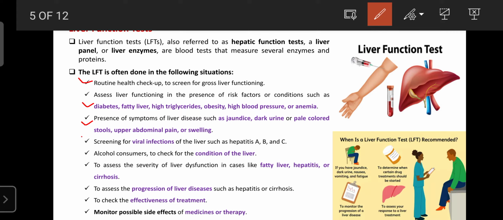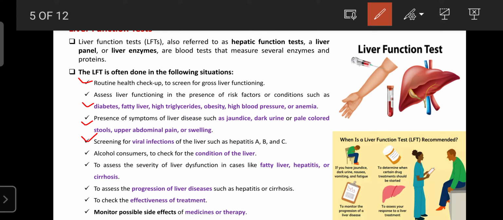It is also preferred for screening for viral infection of the liver such as hepatitis A, hepatitis B, and hepatitis C. So, due to viral infection, whether a liver is suffering from hepatitis or not, that is also confirmed by preferring the liver function test or LFTs.